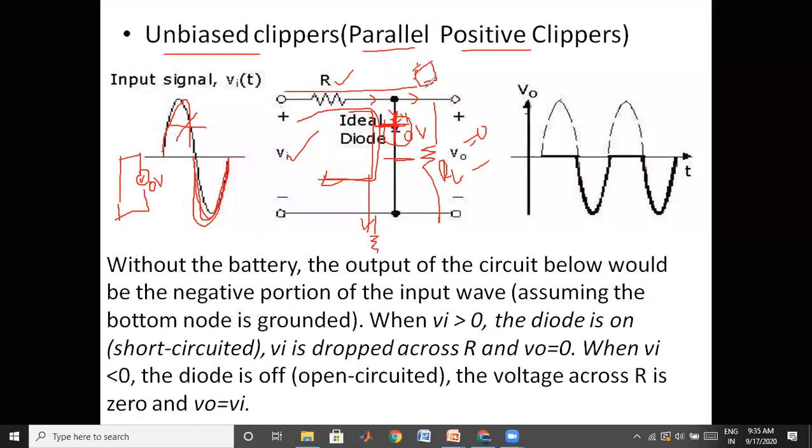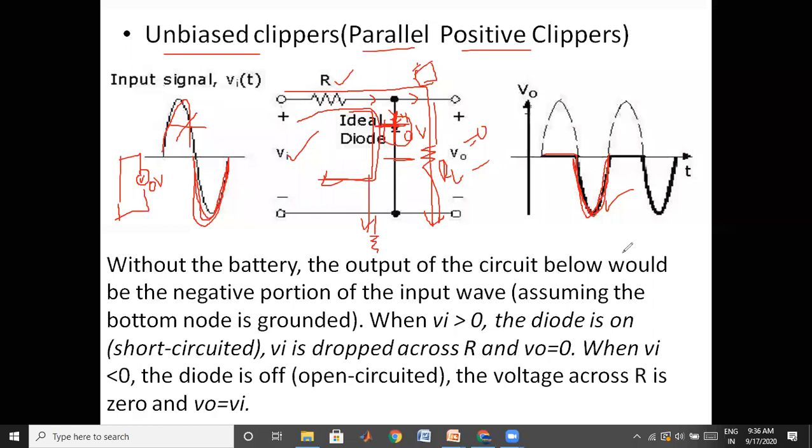Therefore, current flows through here. Whatever the input is, we get it at the output terminal. The entire input appears at the output terminal. Therefore, in the positive cycle we have zero output. In the negative cycle, whatever input occurs, we see that at the output of your load. This may be your output waveform.